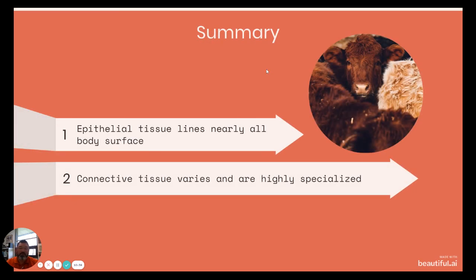So as we wrap up here this Unit 2 lecture, we got to talk about some of the summary things. Basically, just understand that epithelial tissue lines nearly all of the body surface, both inside and out in some form or fashion. And then connective tissue varies, and it's also highly specialized in the different things that they do. As we deal in vet science and animal health with different injuries or disease, we need to know which one of these that we are affecting with our medical treatments and our diagnostics, so that we are doing things both appropriately.